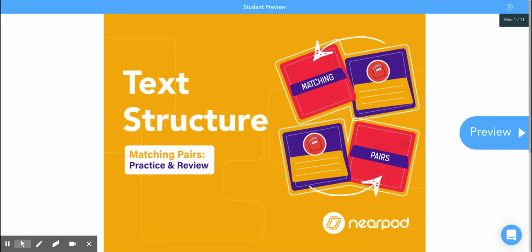Today we're going to talk about text structure. This is just going to be a review today. For my class, you guys have already done this Nearpod.